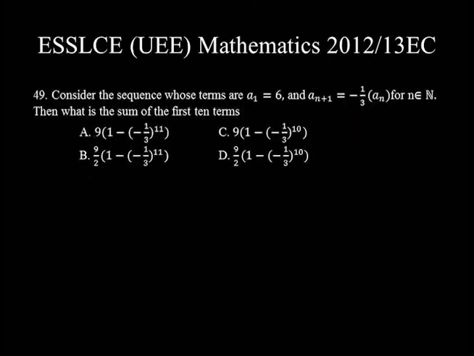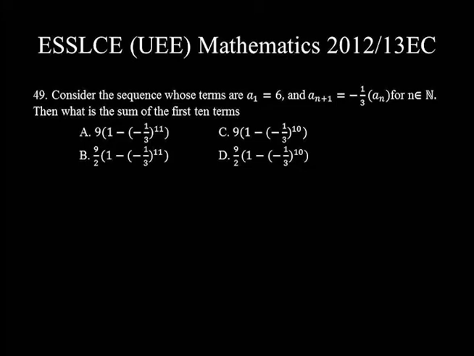Question number 49. Consider the sequence whose terms are a sub 1 is equal to 6 and a sub n plus 1 is equal to negative 1 over 3 times a sub n for n element of natural number. Then what is the sum of the first 10 terms?